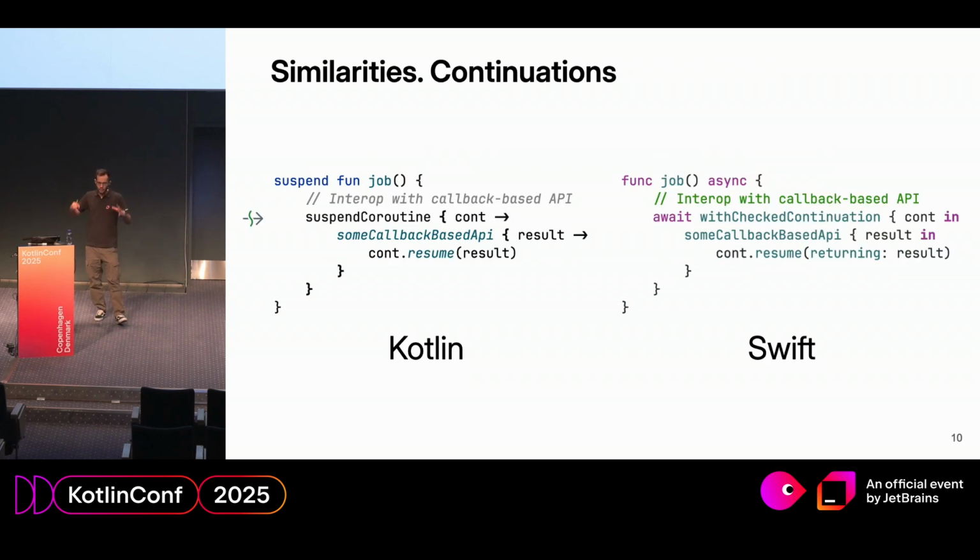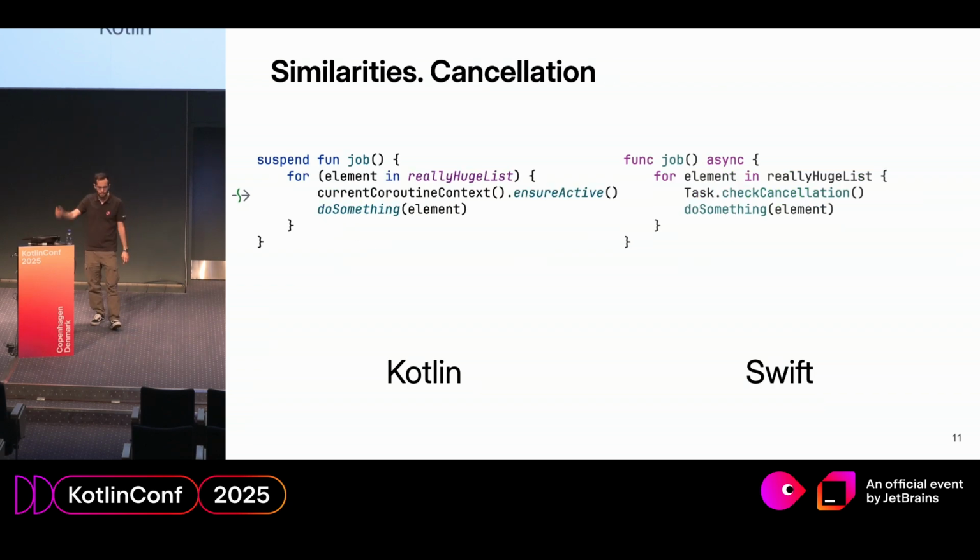Similar to how you can suspend your coroutine to get a continuation to use it to interop with some callback-based APIs or to program effect handlers, you can do the same in Swift. Continuations in both languages are one-shot, meaning that you have to call resume exactly once.